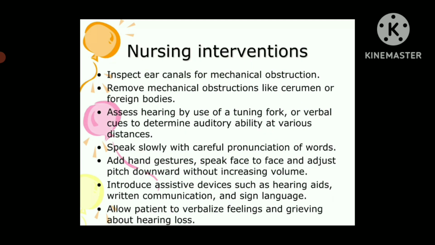Nursing interventions: inspect ear canals for mechanical obstruction, remove mechanical obstructions like cerumen or foreign bodies, assess hearing by use of a tuning fork or verbal cues to determine auditory ability at various distances. Speak slowly with careful pronunciation of words, add hand gestures, speak face to face and adjust pitch downward without increasing volume. Introduce assistive devices such as hearing aids, written communication and sign language. Allow patient to verbalize feelings and grieving about hearing loss.